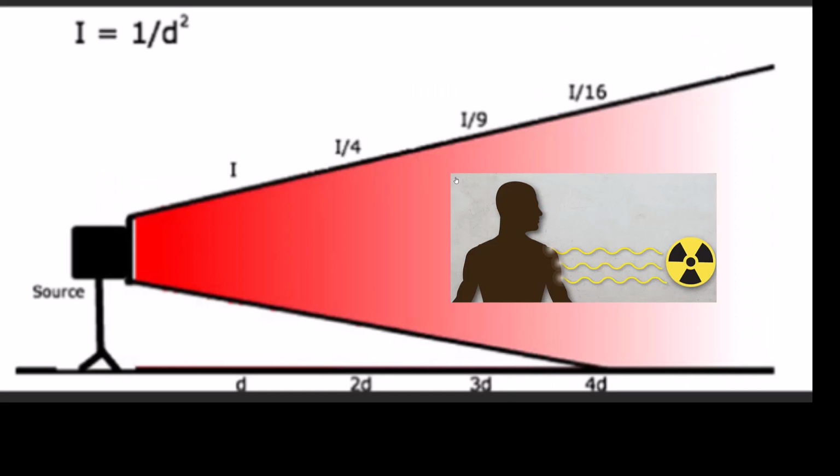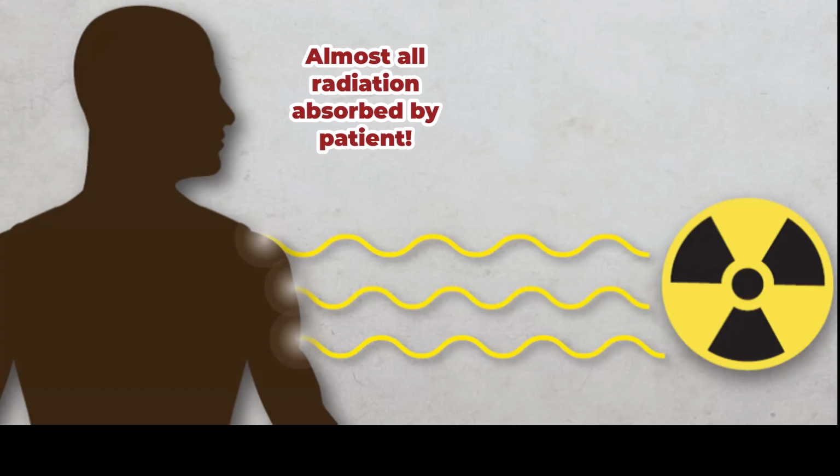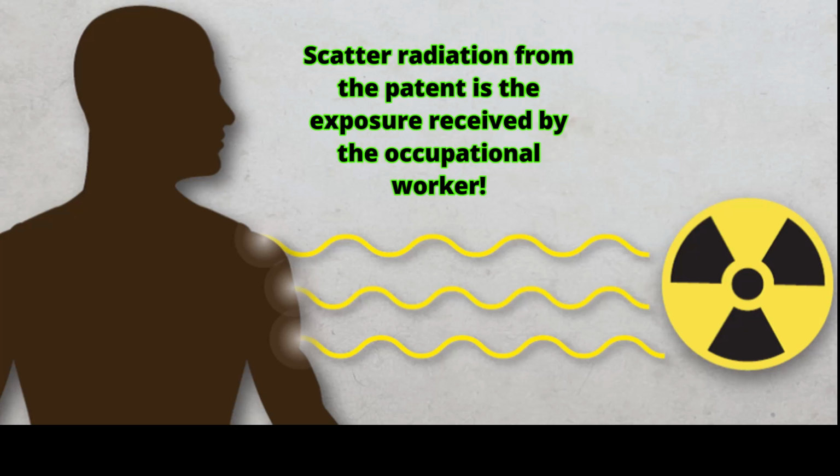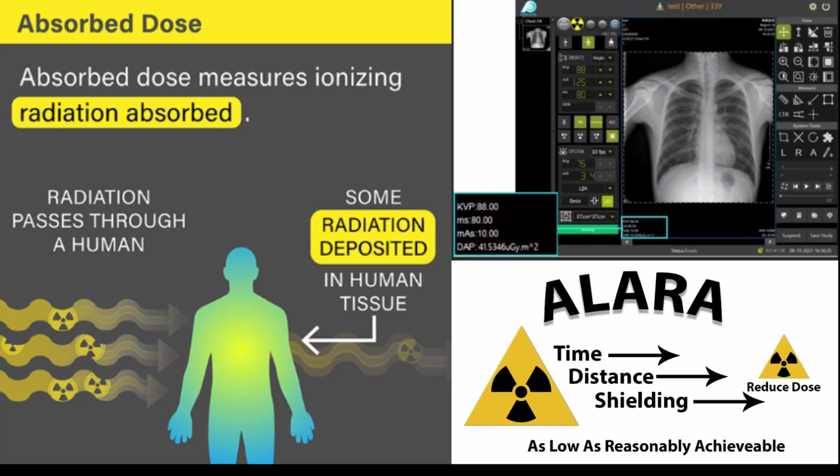The amount of scatter radiation emitted by a patient is a small fraction of the direct X-ray exposure they receive. Typically, the scatter radiation at 1 meter from the patient is about 0.1% of the primary X-ray beam's intensity. This means that most of the radiation is absorbed by the patient or passes through them, with only a small percentage being scattered. Take-home points.